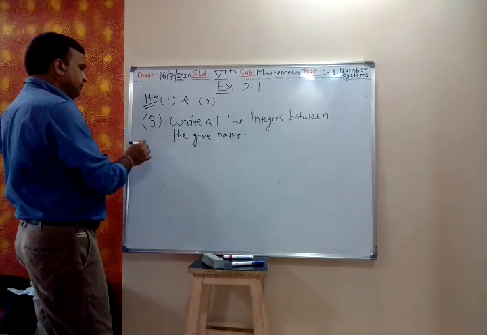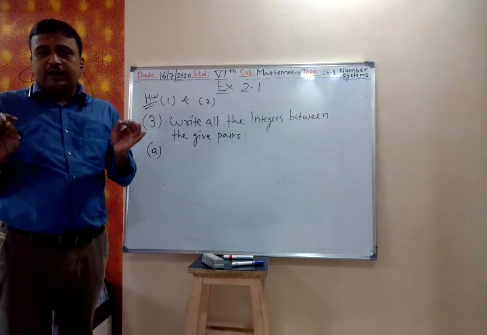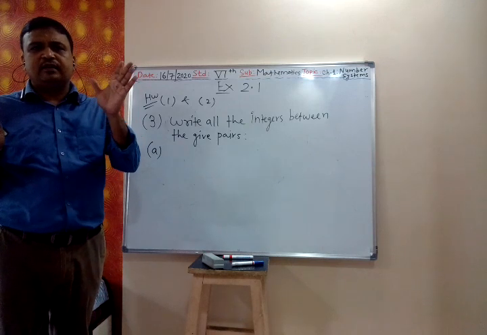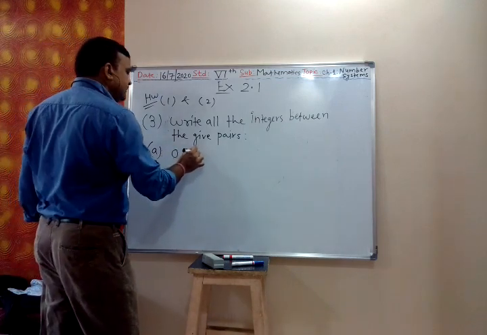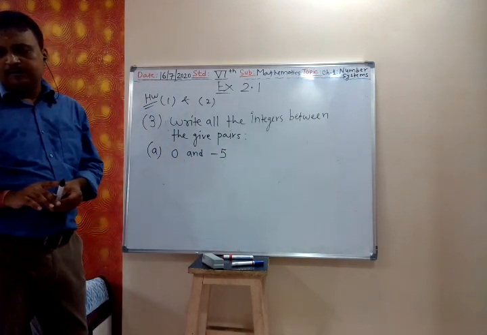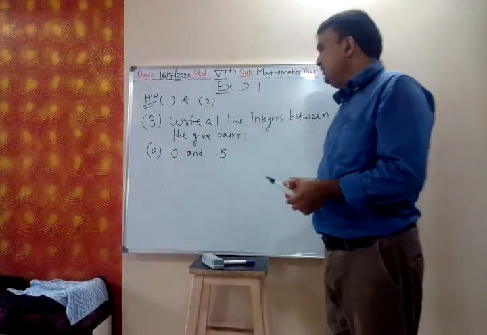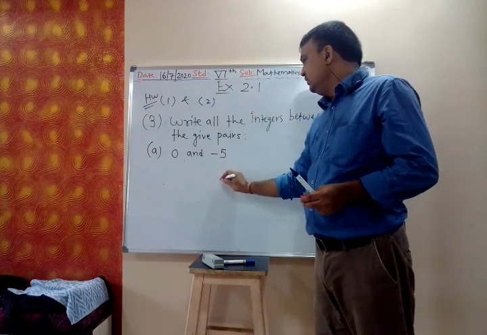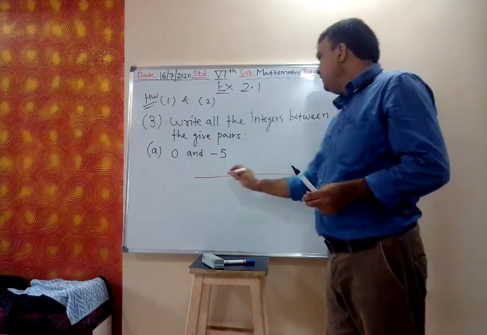Now first, that is what I am telling. This second chapter textbook I will forward in the WhatsApp group. From there you see the question. Between 0 and minus 5, write all the integers. Yes, it is coming very clear. 0 and minus 5, we write all the integers.